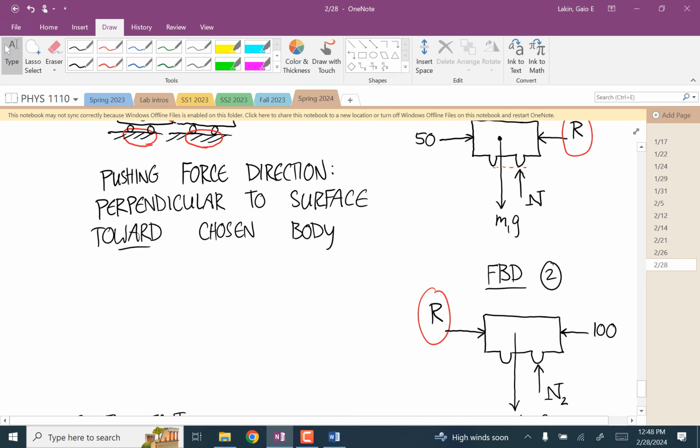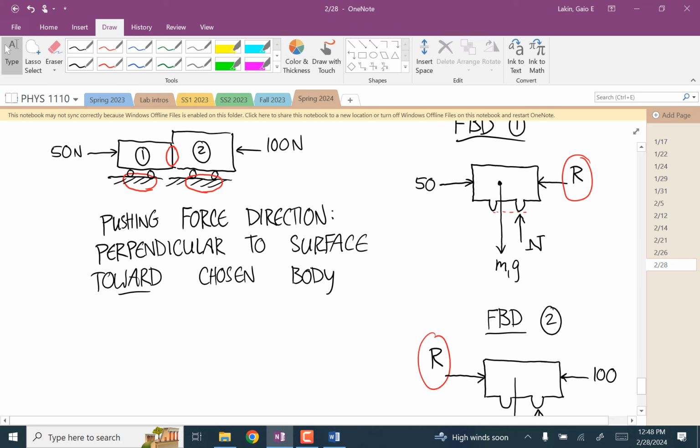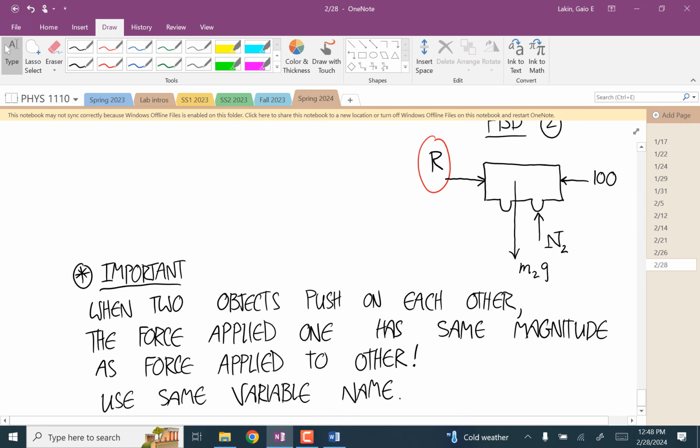Okay, so there was only one place where we had to deal with that. I did these two free body diagrams, body 1 and body 2, and there's only one place where body 1 and body 2 are applying forces to each other. At that force, you're going to use the same variable in one free body diagram as you do for the other one. Okay, any questions about that yet?